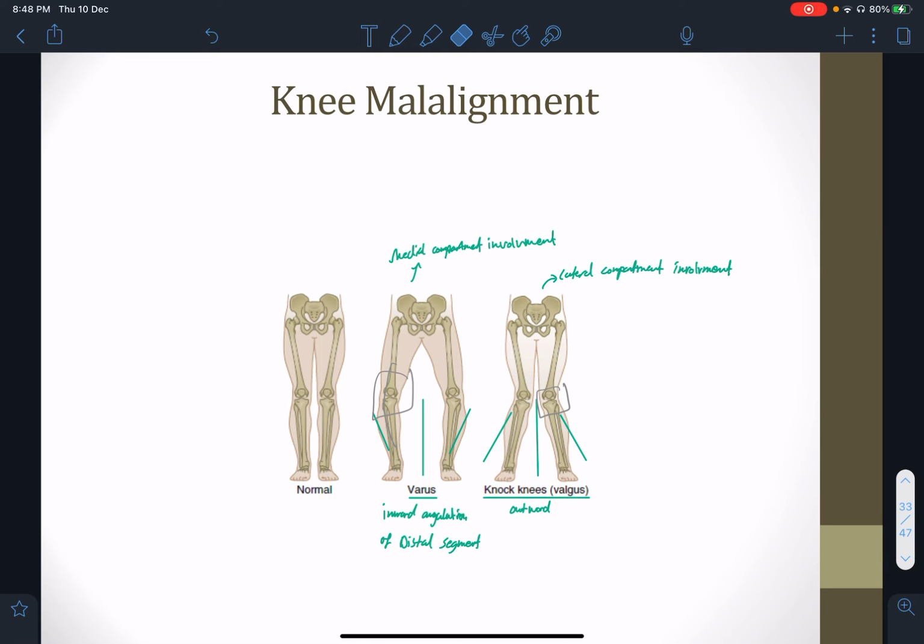Talking about knee malalignment, what I meant by varus and valgus: here we notice that there's an inward angulation in the varus. We have an inward angulation of the distal segment, I mean.